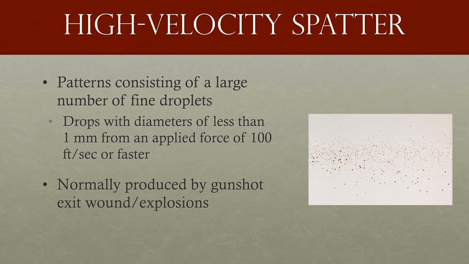or spray. The diameter is less than 1 millimeter, and the applied force is 100 feet per second or faster. So this is typically produced by a gunshot wound, exit wound, or an explosion. Using the size to classify the impact is useful in giving insight to a general nature of the crime, but it can't illuminate the specific events that produced the stain size pattern.